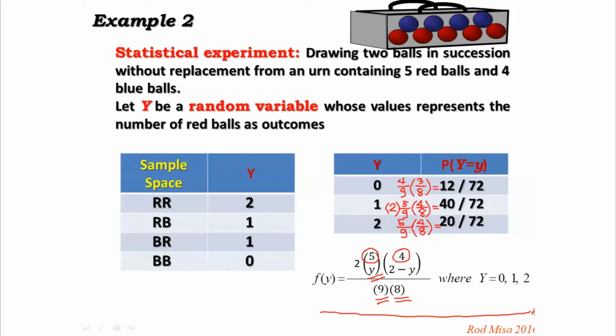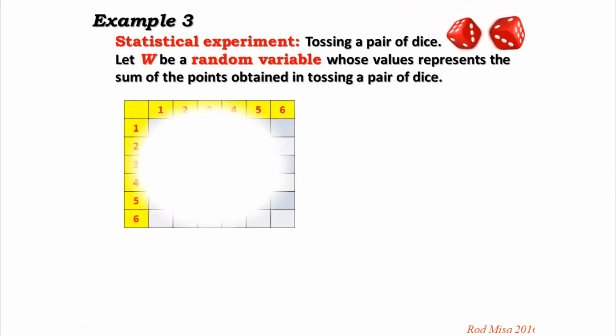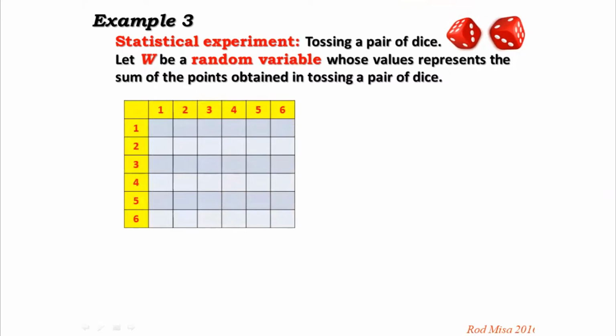Now let's proceed to our example number 3. Consider a statistical experiment of choosing a pair of dice, and let W be a random variable whose values represent the sum of the points obtained in choosing a pair of dice.